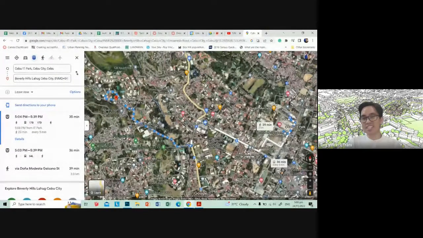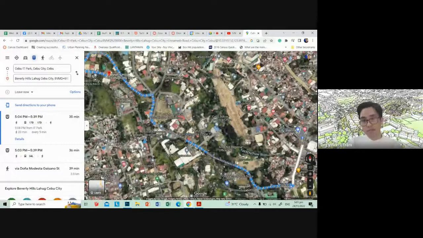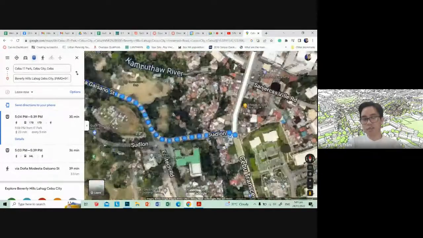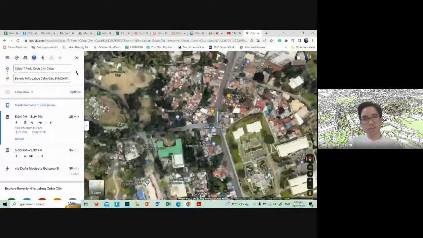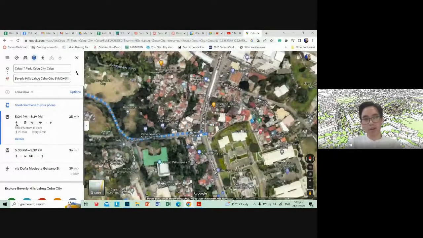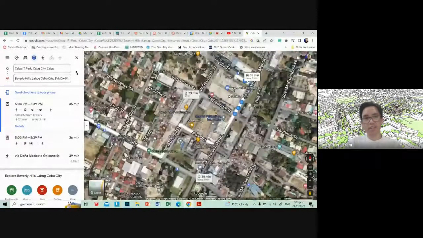There are no jeeps in this area. You literally have to walk from this Doña Modesta Gaisano Street. Basically, there are no jeepneys going to this area, and the jeepneys are in Sudlon Street or Gordo Avenue. So you see, Google is telling me to walk about 23 minutes, get to a jeep, which is about another 10 minutes, and then walk inside to get to the site in IT Park.